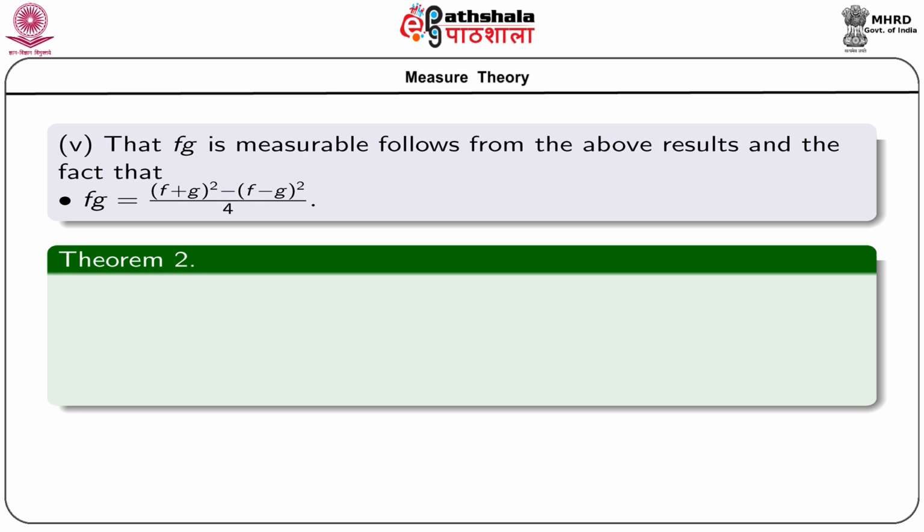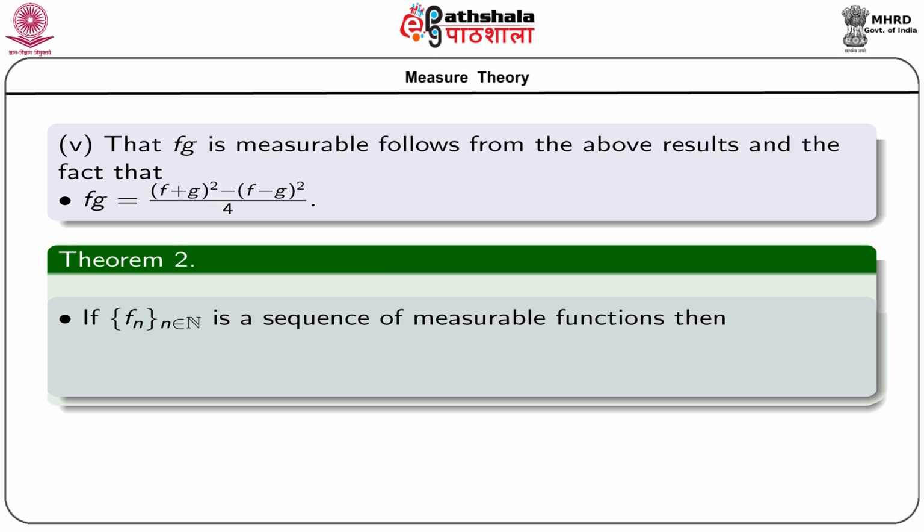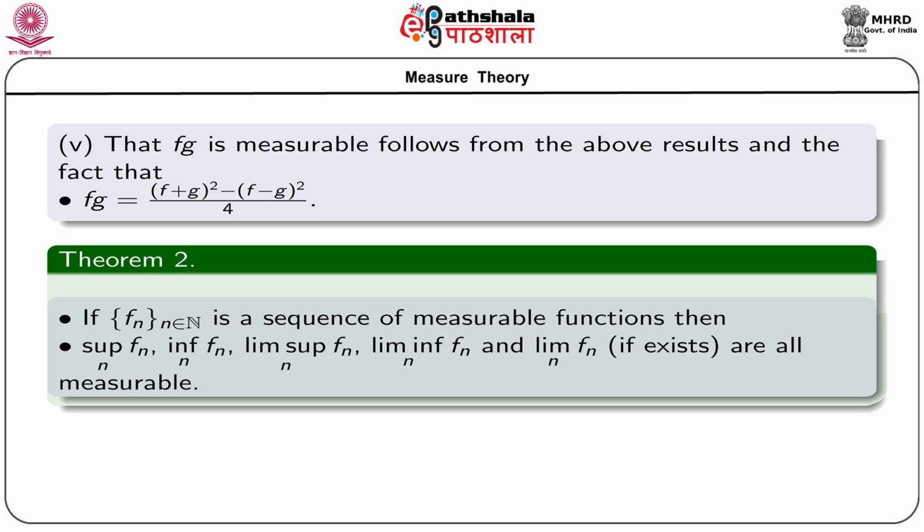Now, we go to our next theorem. If f n, n belonging to capital N, is a sequence of measurable functions, then supremum n f n, infimum n f n, lim sup n f n, lim inf n f n and limit n f n, if the limit exists, are all measurable. See that when we have a sequence of measurable functions, always the supremum and infimum exist, as also the lim sup and lim inf always exist, and the limit exists if and only if the lim sup f n is equal to lim inf f n.